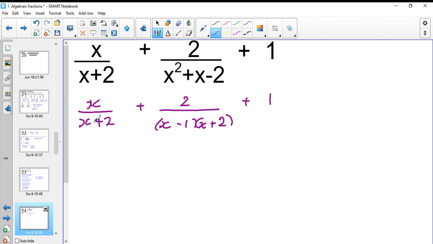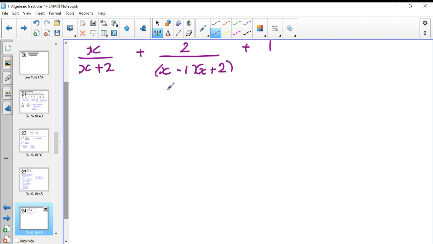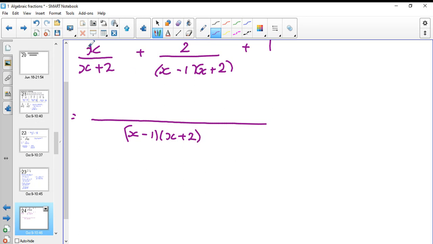You can see that this denominator is a factor of this denominator, so our lowest common denominator is going to be this. I'm going to do all of this in one go, including incorporating that 1. First of all, to get from here to here, we need to multiply by x minus 1. So x times x minus 1. This is the same, so this is unchanged.